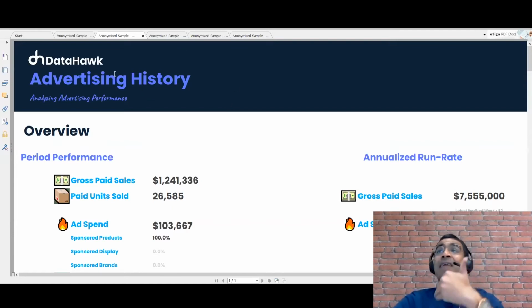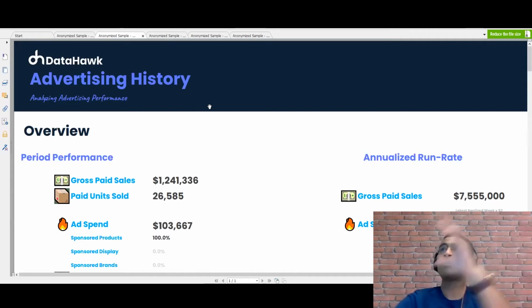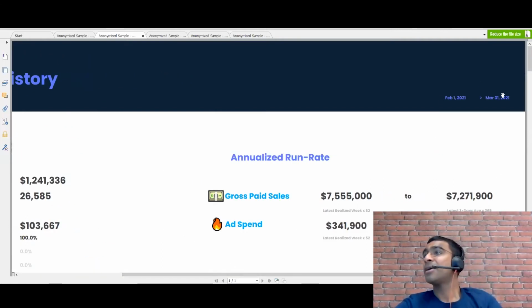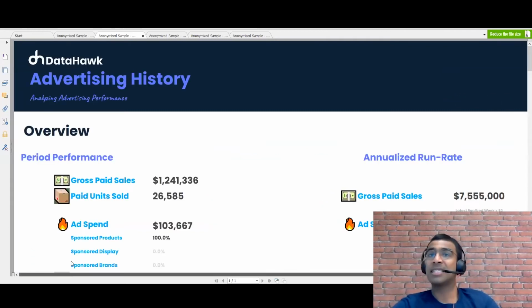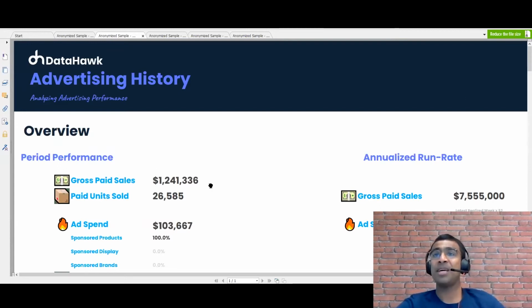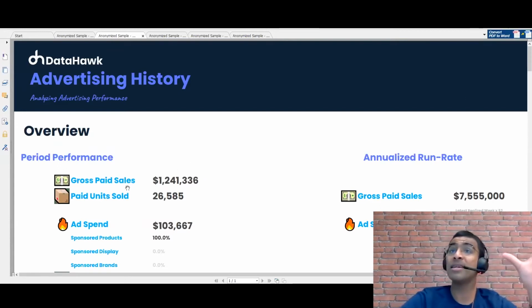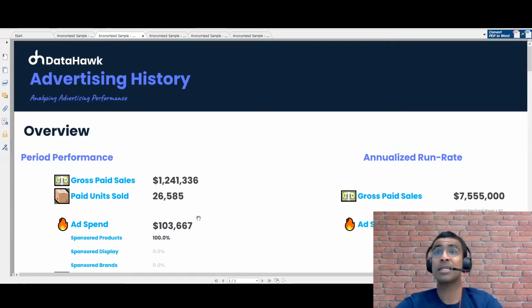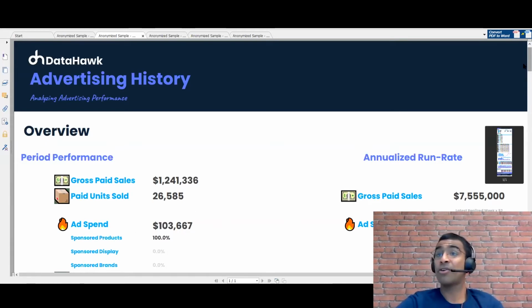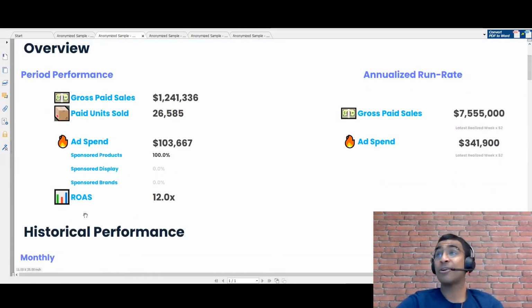What you're seeing here is the advertising history report. Just connect your actual advertising account to DataHawk, and you can generate these reports. I generated this report for a client. It's anonymized, for the time period February to March, 2021. Here you can see top-level advertising KPIs: gross paid sales, 1.2 million; paid units sold, 26,000; and ad spend. This client spent 103,000 on advertising, and the pure ad ROAS was 12x, which is unbelievable.